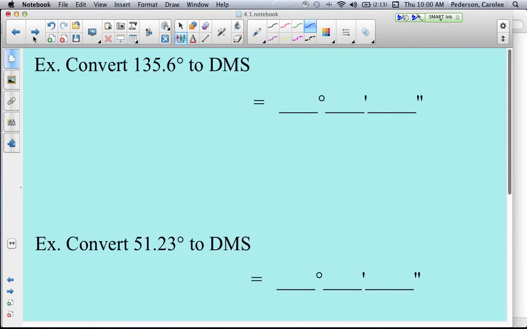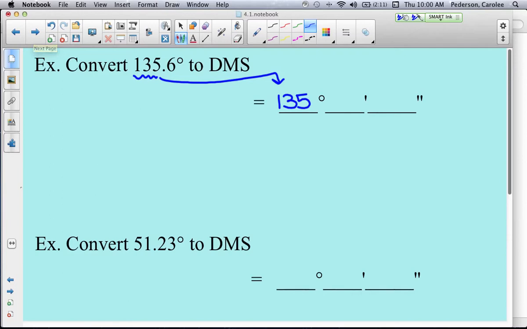All right, here's the first example. What we have is 135.6 degrees, and we want to convert it to degrees, minutes, seconds. So this is what we call decimal form. The first placeholder is pretty easy. We look at 135, so the first piece goes right here. What we don't know is the decimal place of 0.6. How many minutes and seconds does that convert to?